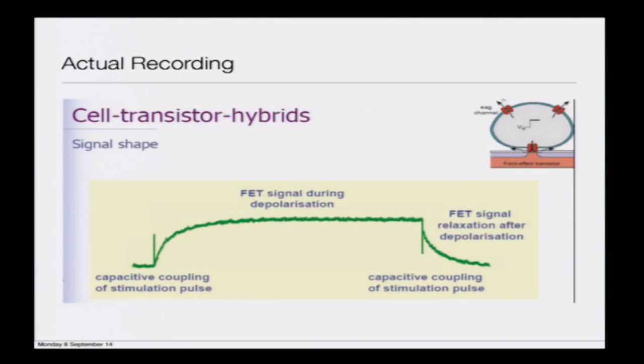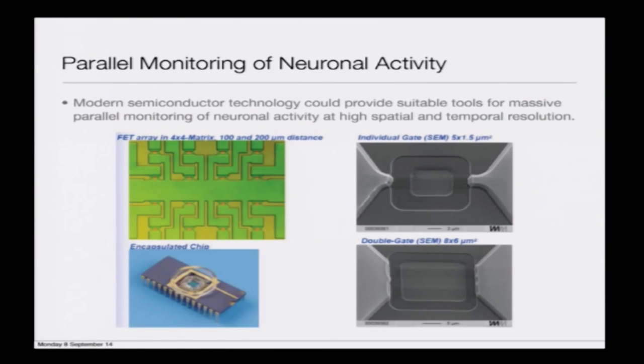And if you see, this is how the transient goes, the FET signal during the depolarization followed by the relaxation. This is what we call cell transistor hybrids. I was telling you that in one of the last slides I will show you how the chip looks, the encapsulated chip.